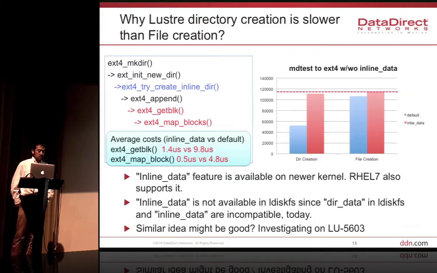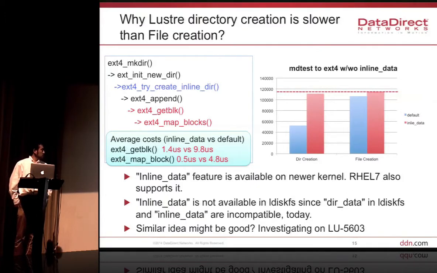Then we profiled the data, and these two functions are a lot of the cost. In order to avoid this limitation, there is a functionality in ext4 in the new kernel, which is inline data. With inline data, the idea is that a small file is stored in the inode itself instead of the extra block allocation.